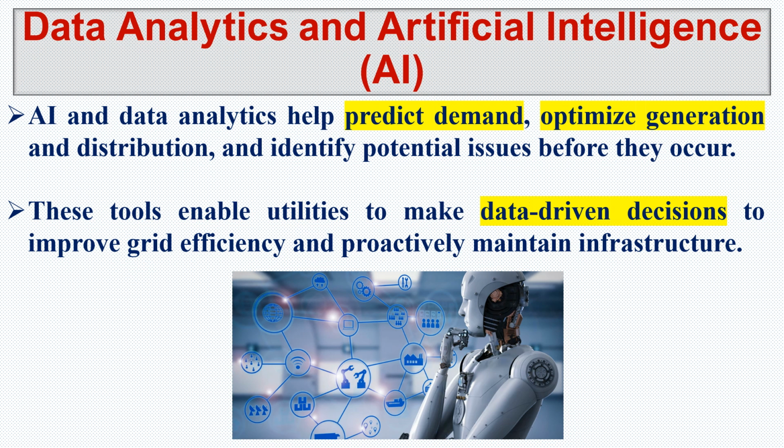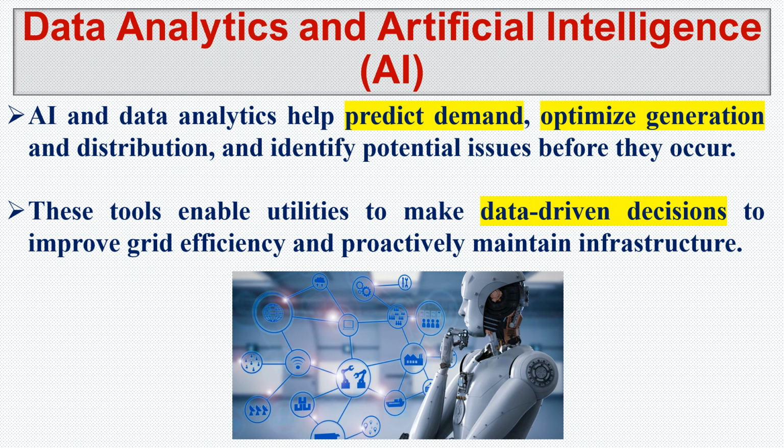So we come to the last slide. Data analytics and artificial intelligence. AI and data analytics help predict demand, optimize generation and distribution, and identify potential issues before they occur. Okay, these tools enable utilities to make data-driven decisions to improve grid efficiency and proactively maintain infrastructure. So these keywords are important.